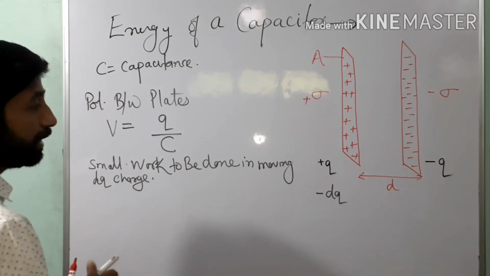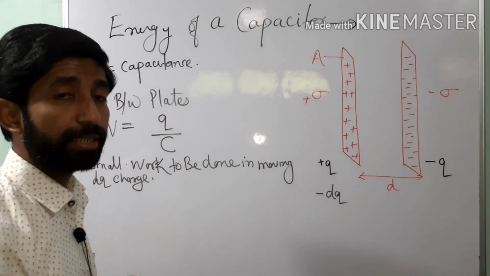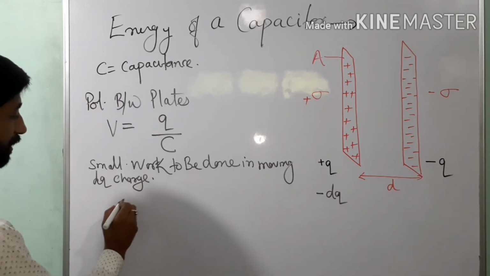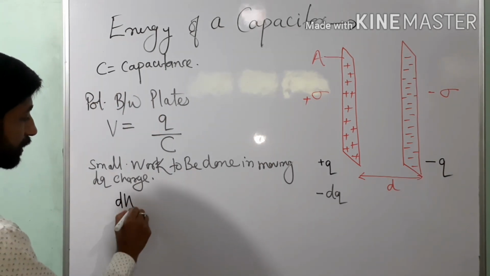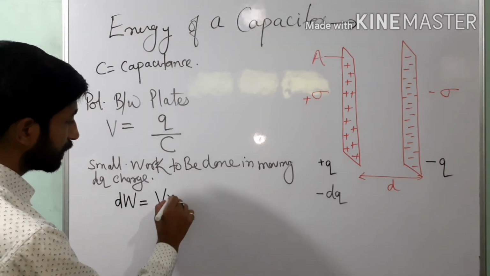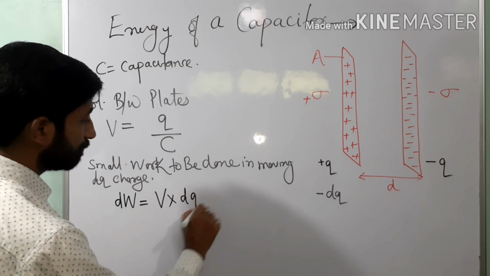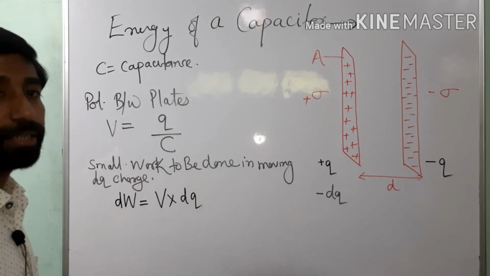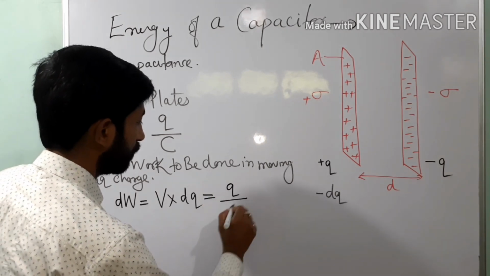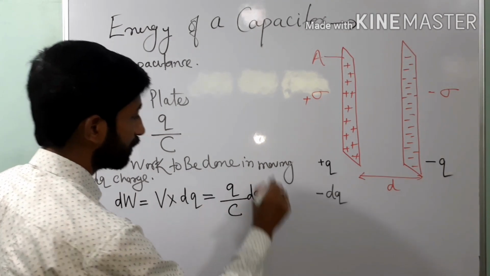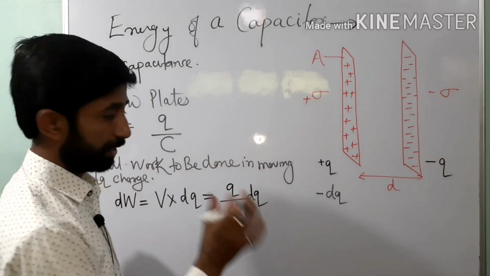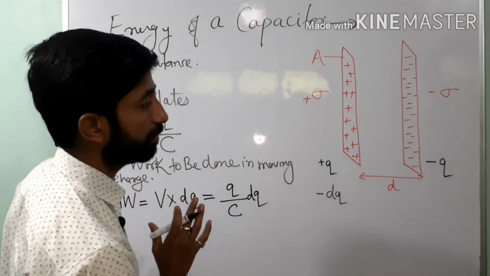Now what will be the work done by the external body, either you or me or any charger? A small work done, that is dW, is equal to the potential between the plates multiplied by the charge being shifted, that is dq. So that is q over C and dq. At any intermediate state, this is the small amount of work done, right?